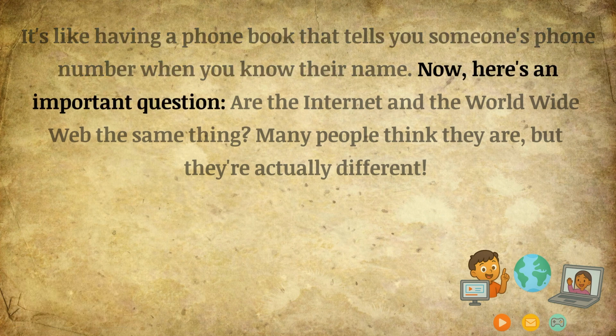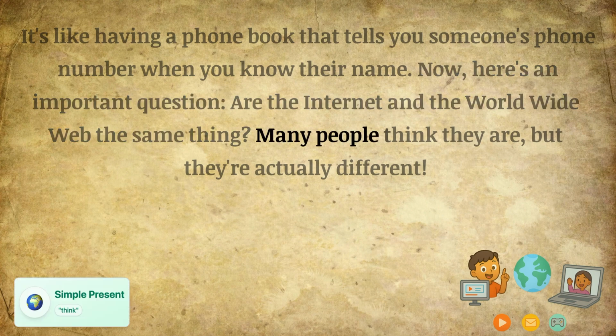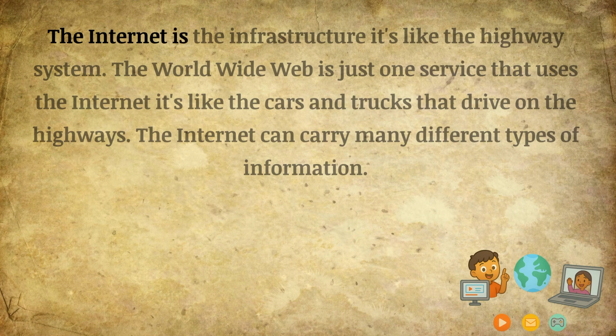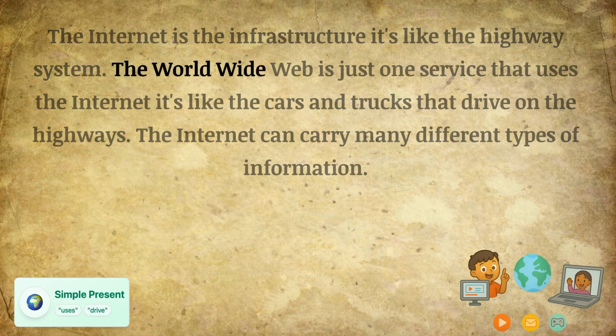Now, here's an important question. Are the internet and the World Wide Web the same thing? Many people think they are, but they're actually different. The internet is the infrastructure. It's like the highway system. The World Wide Web is just one service that uses the internet. It's like the cars and trucks that drive on the highways.